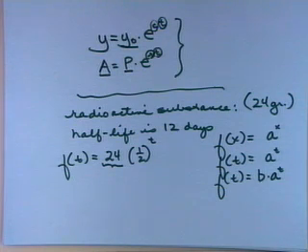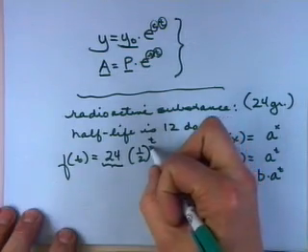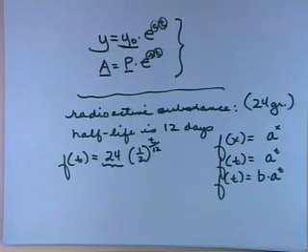Now, what can I do to doctor this up just a bit so that when I plug in 12, I have half of 24? How about if I did this? t divided by 12. Now, does that still work with 0? When I plug in 0, do I still get 24 grams? I still get it. When I plug in 12, do I now get half of 24? Okay? When I plug in 24 for t, does it still work?